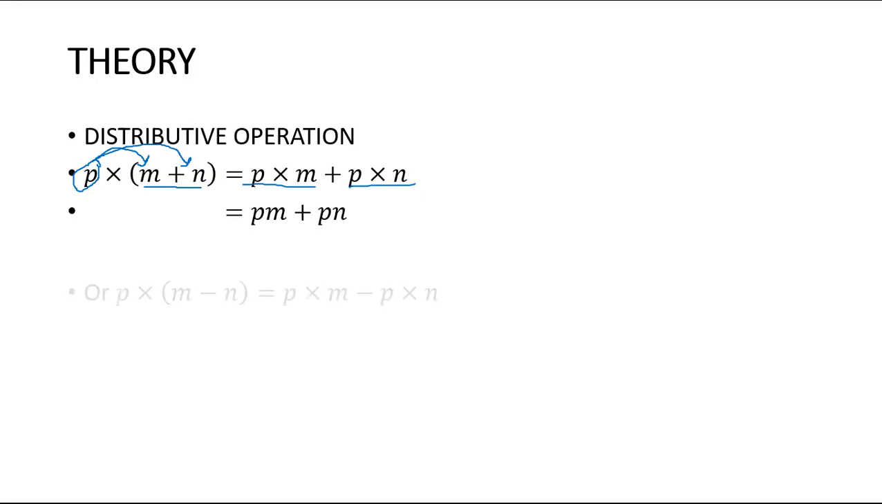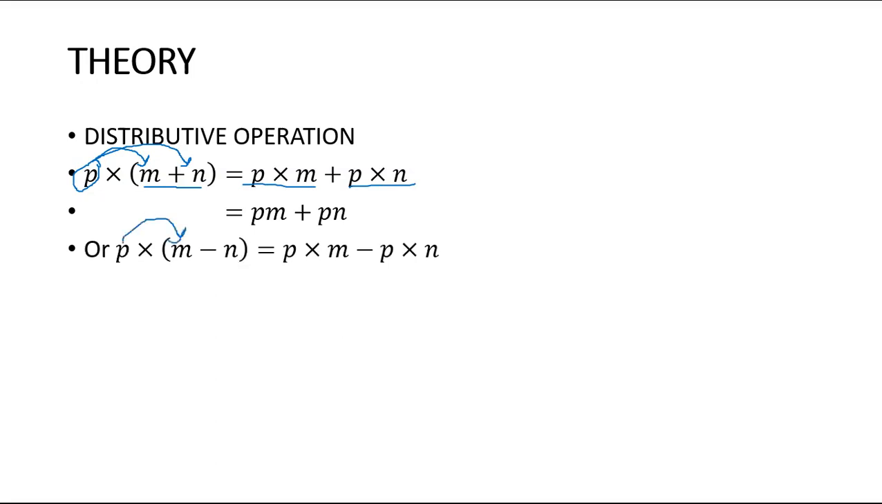Similarly here, I'll start by multiplying P with M and multiply the same P with N, and that'll give me PM minus PN. So the sign in the middle will only change if the factor that you're multiplying by is negative. But for as long as the factor that you're multiplying by is positive, the sign inside the bracket will not change. I hope you're good.